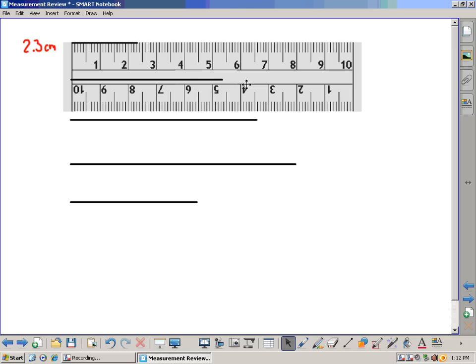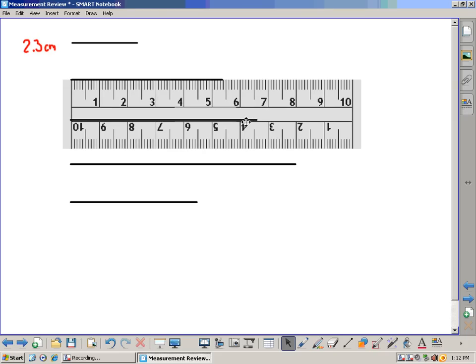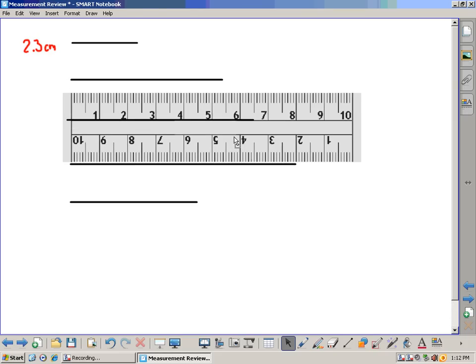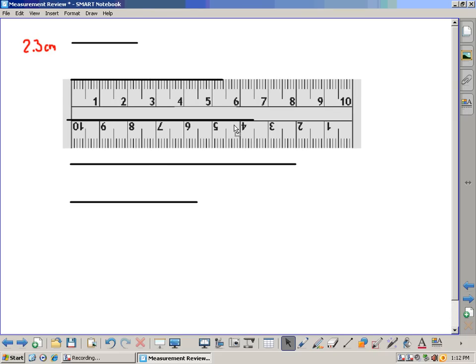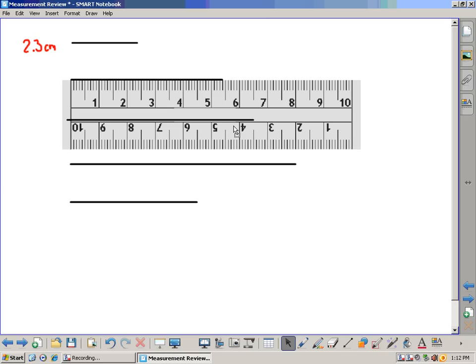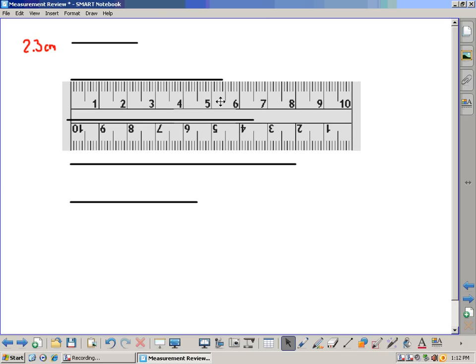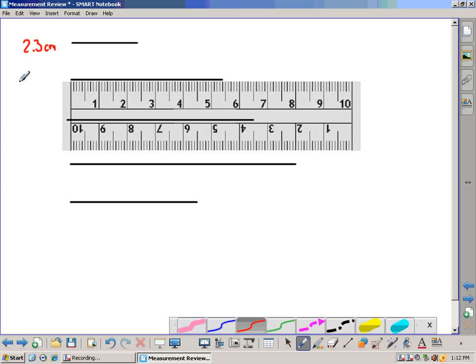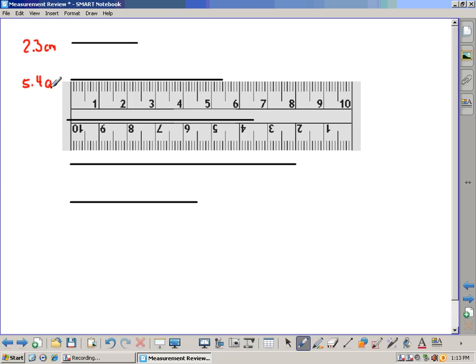If we look at our next line, we line it up again at the 0. And in this case, it's between the 5 and the 6, and it's 1, 2, 3, 4 little lines past the 5. So if it's 4 lines past the 5, it's going to be 5.4 centimeters.